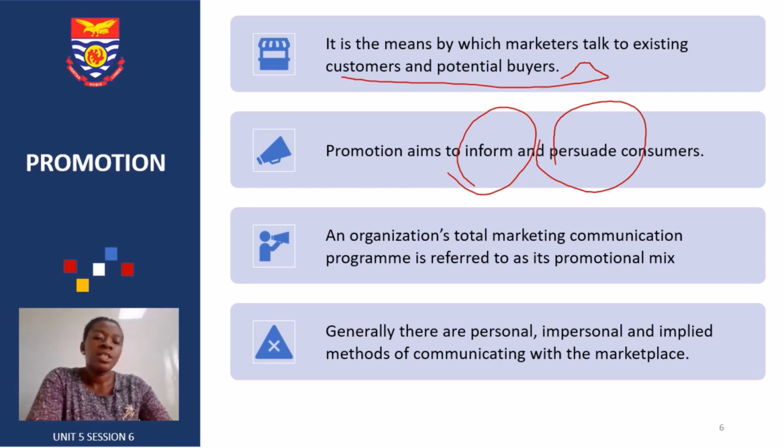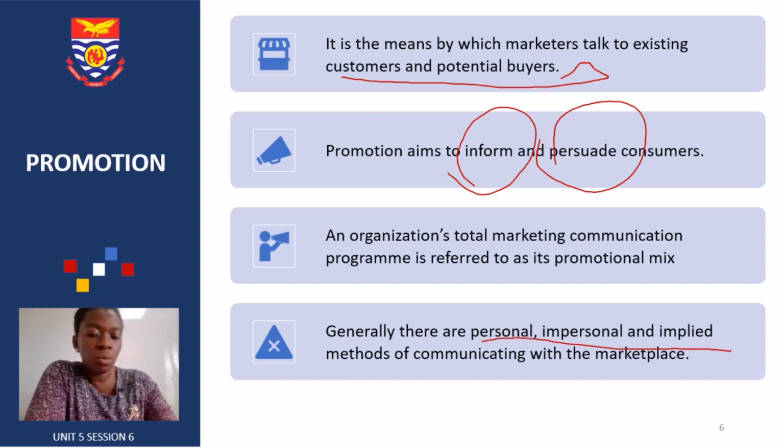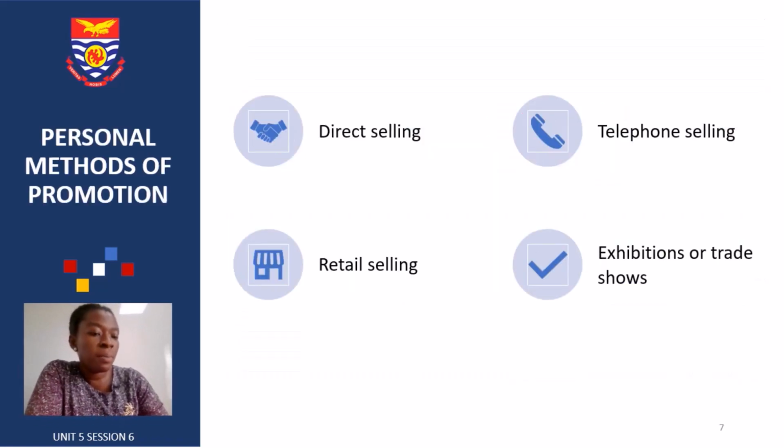So an organization's total marketing communication program is what we call the promotional mix. How we're going to communicate to those people. We have X products, Y products, which is going to be very useful to you. Generally there are personal and impersonal as well as implied forms of communication in the marketplace. So let's see what personal methods include. Personal methods are direct selling, retail selling, telephone selling, exhibitions, and trade shows.